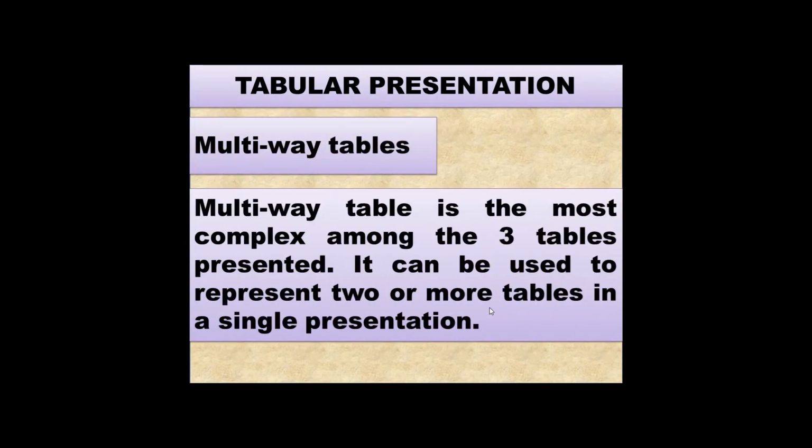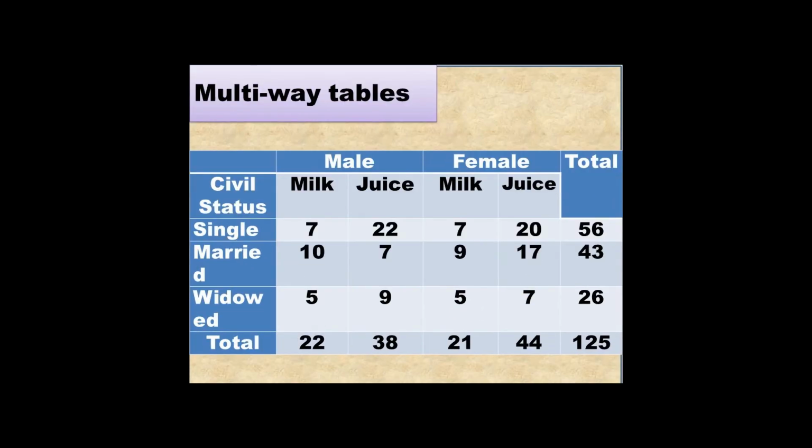Multi-way tables. Multi-way tables are the most complex among the three tables presented. They can be used to represent two or more tables in a single presentation. A frequency table only represents the age group. A cross-tabular presentation or two-way table represents only two factors. In the multi-way table, it represents three or more factors. So what are those factors? We have civil status: single, married, widowed; we have gender or sex, male and female; and under which are the drinks. So we can interpret that out of 125, this is what we call our total population.